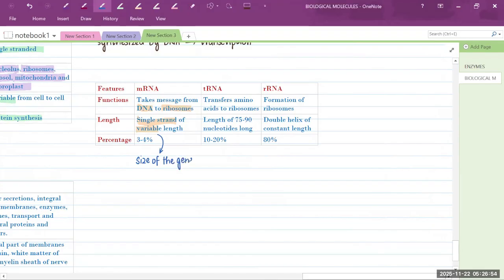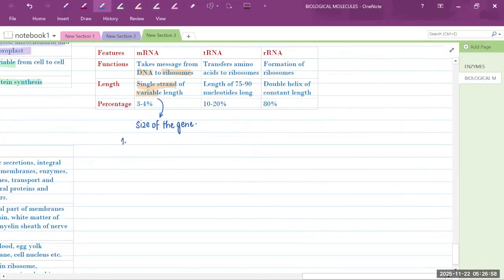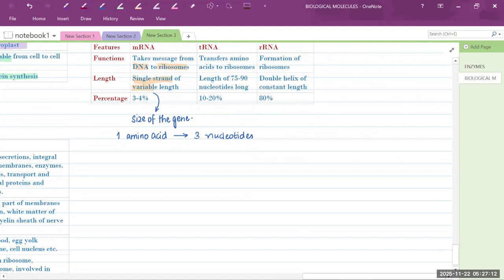It is variable. Also, for example, one amino acid is coded by 3 nucleotides. So if we have an mRNA of 100 amino acids, how many nucleotides will we have? 300.